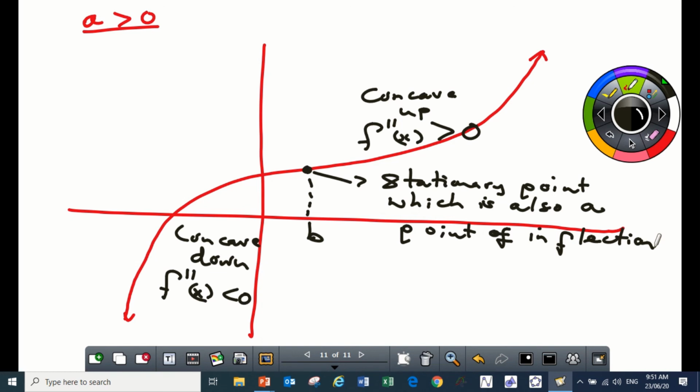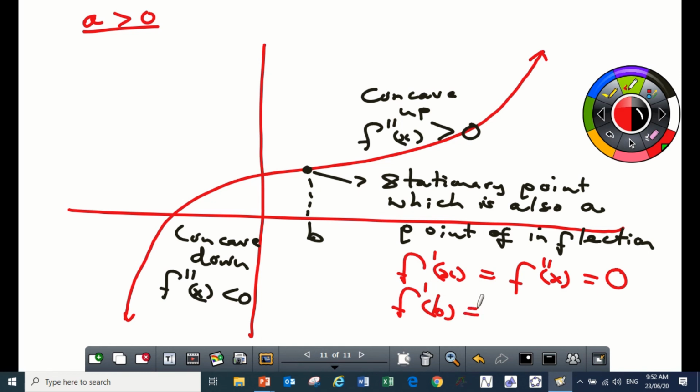So at that point there, this is very interesting. At that point, your first derivative will be equal to the second derivative, and both will be equal to zero. If a stationary point is a point of inflection, then you are going to have a scenario like that. Okay, for this question, it means f prime of b will be equal to f double prime of b, and both must be zero.